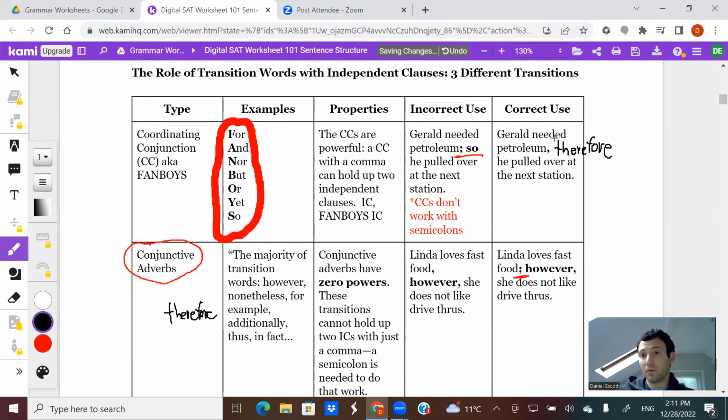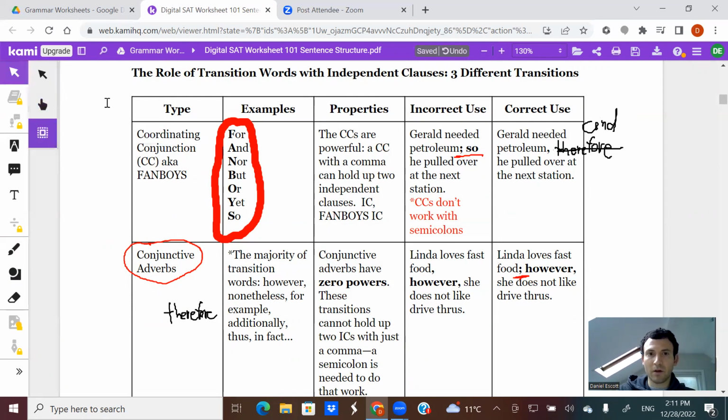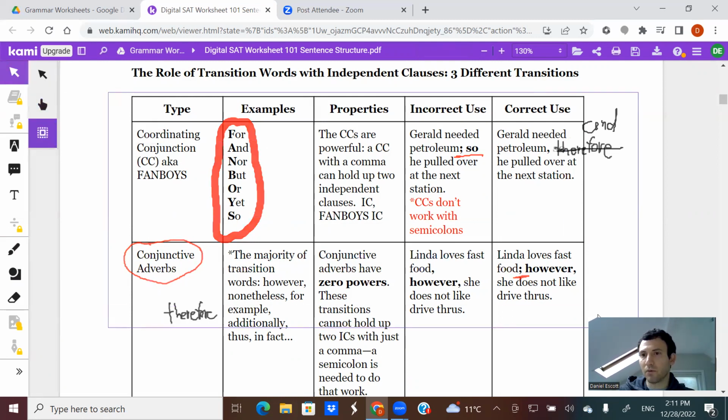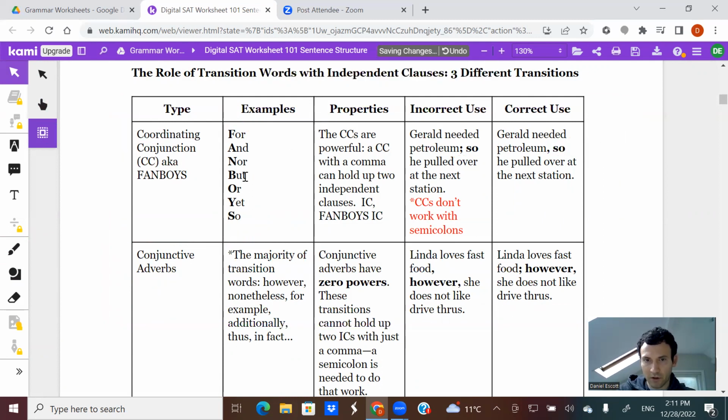So "and" would be fine, "therefore" absolutely incorrect. Okay. Why? It doesn't have the power to hold up two independent clauses with a comma because it's a conjunctive adverb. So when you spot two independent clauses with a comma, you've got to make sure that the connecting word is one of these special 7.